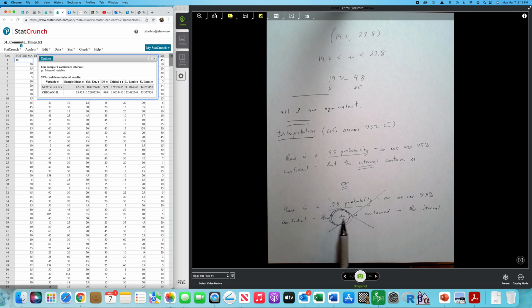That's what we're looking for. That's what these confidence intervals are all about. It's searching for this value and trying to estimate it. So this one is not good. This, in my estimation, is perfectly reported.